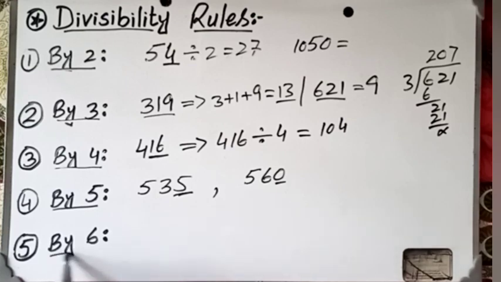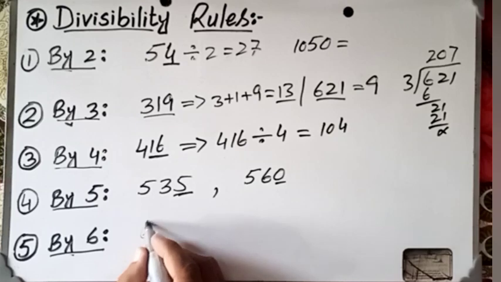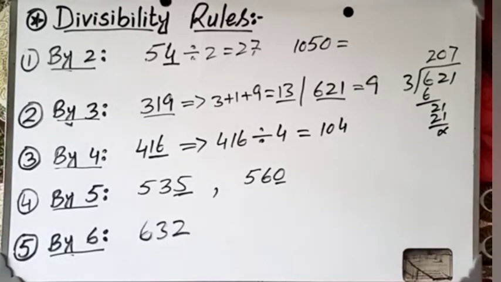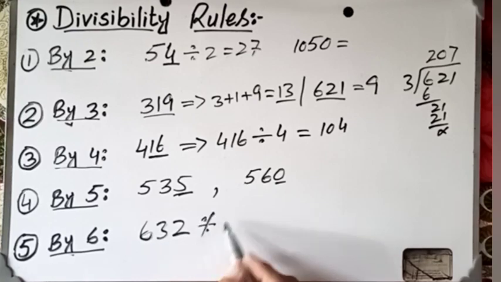And then we have divisibility by 6. A number is divisible by 6 if it's divisible by both 2 and 3. You remember we got those 2 rules. For a number to be divisible by 2, its unit digit must be an even number. Like if we have 632, this is divisible by 2, but it's not divisible by 3, because the sum of its digits is 6 plus 3 is 9, plus 2 is 11, and 11 is not divisible by 3. So this is divisible by 2 but not by 3, so it is not divisible by 6.